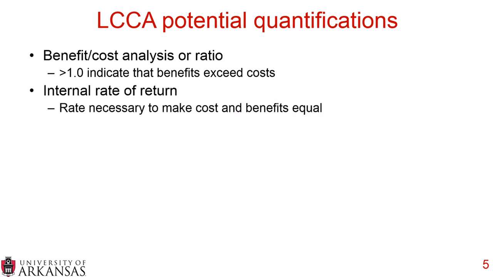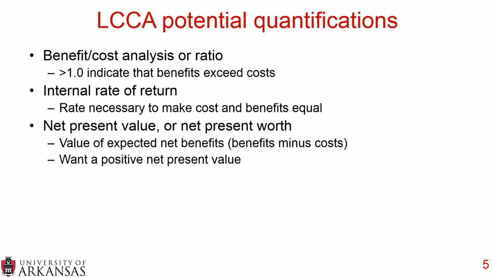The internal rate of return is the rate that is necessary in order to make the costs and benefits equal. So when you look at varying rates of return, discount rates or interest rates, what rate is necessary in order to make the two numbers equal? The LCCA also includes concepts around the net present value or net present worth, and this is the value of the expected net benefits, which are the benefits minus the costs. And at the end of the day, you want a positive net present value.